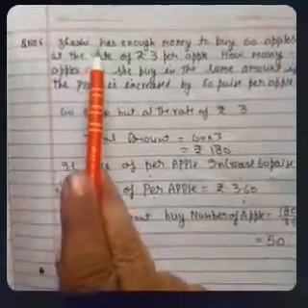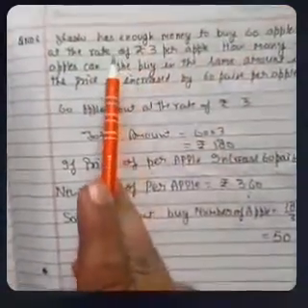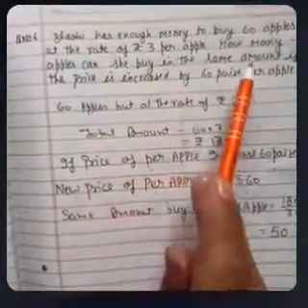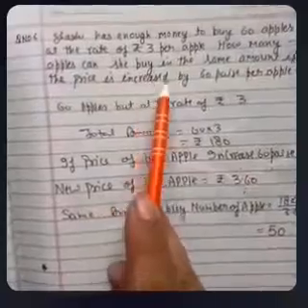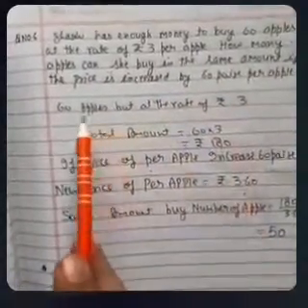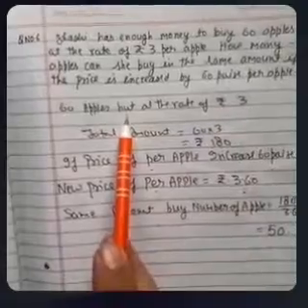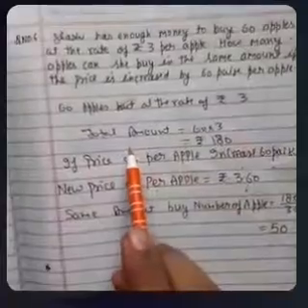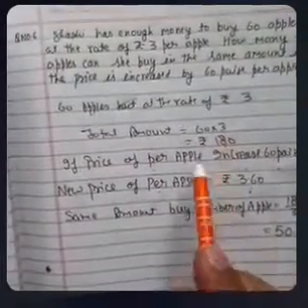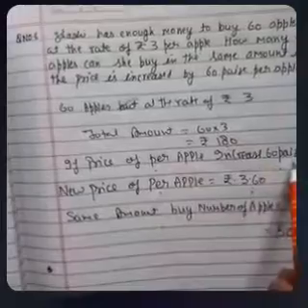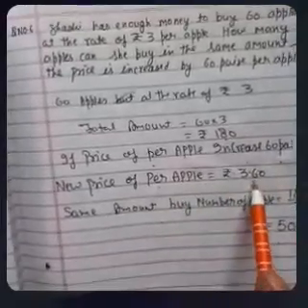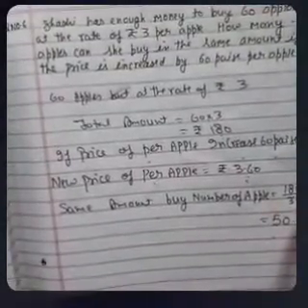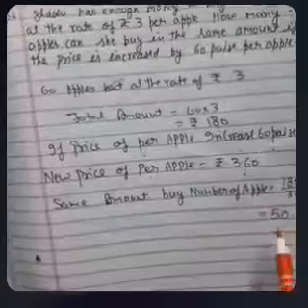Question number 6. Sasi has enough money to buy 60 apples at the rate of rupees 3 per apple. How many apples can she buy with the same amount if the price is increased by 60 paisa per apple? 60 apples at the rate of rupees 3. Total amount 60 into 3 is equal to rupees 180. If the price per apple increases by 60 paisa, the new price per apple is rupees 3 and 60 paisa. With the same amount, number of apples is 180 upon 3 rupees 60 paisa, which is equal to 50. Answer.